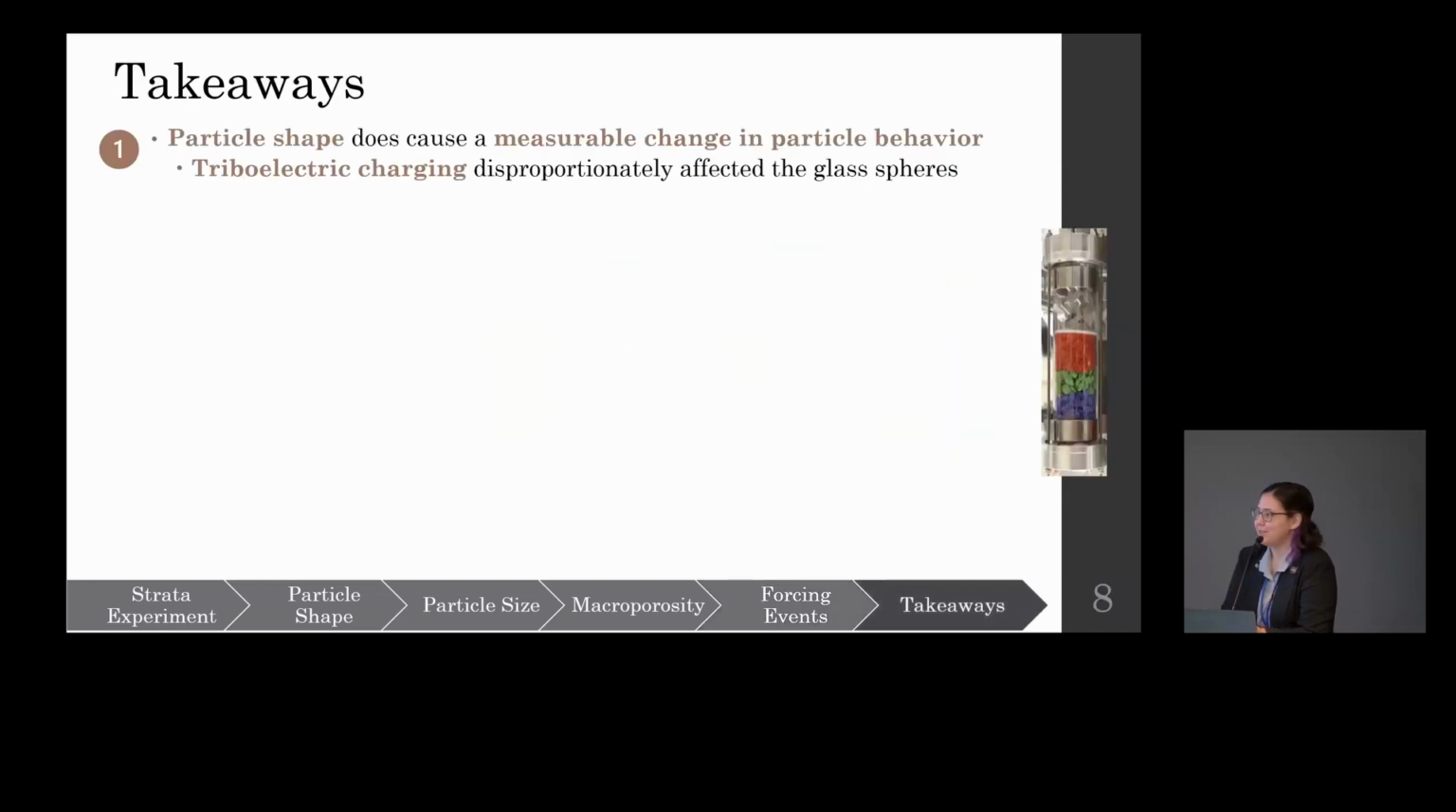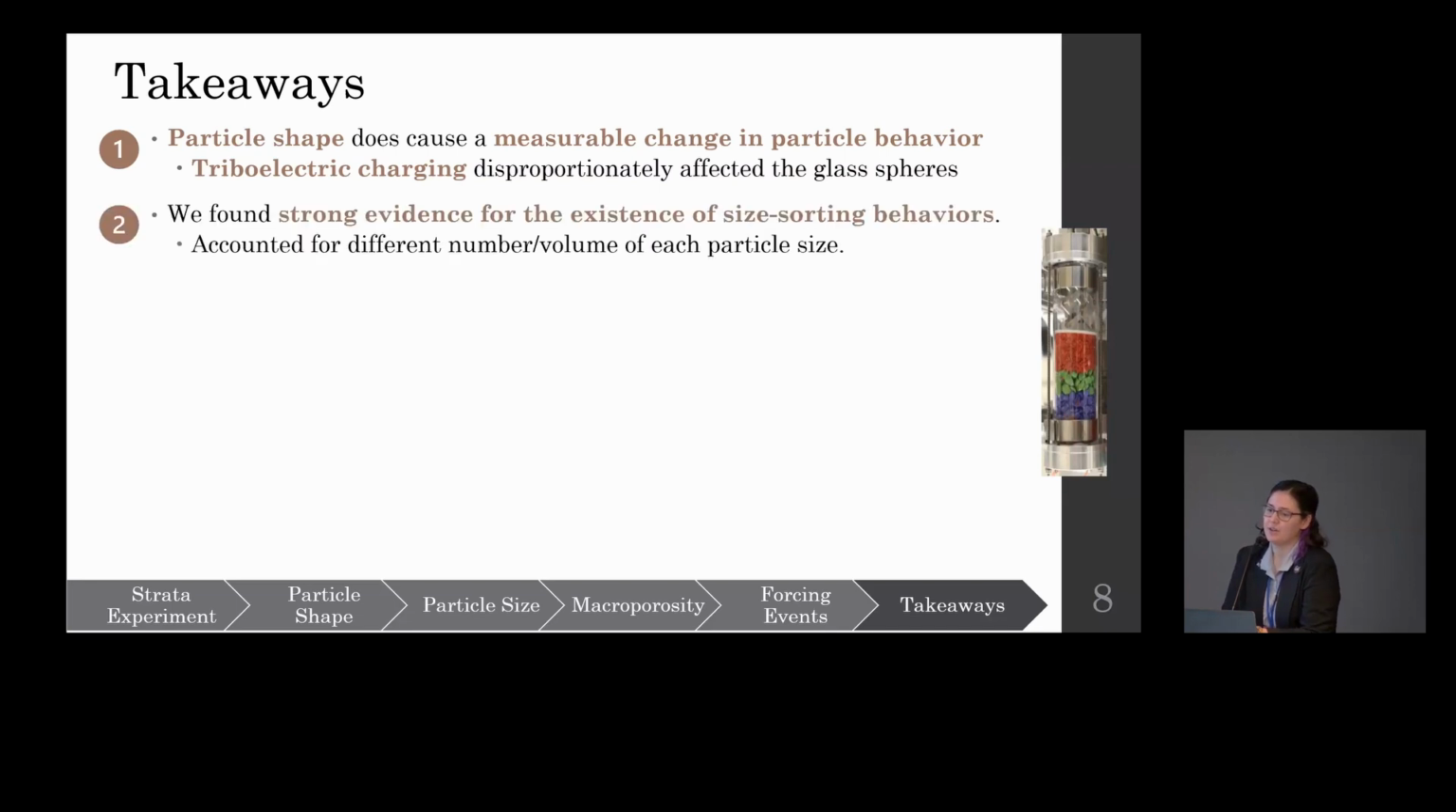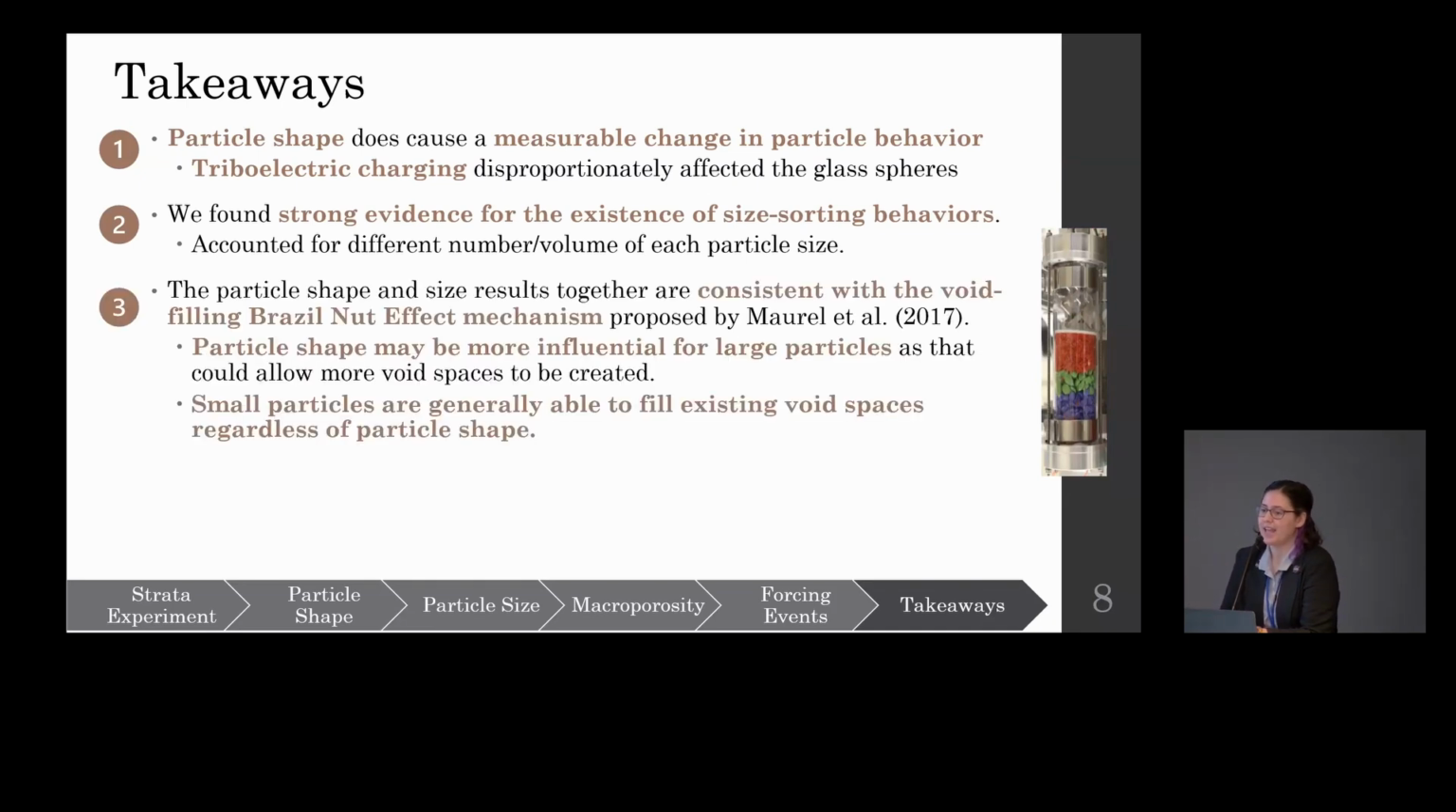Okay, so just to review, regarding particle shape, we are seeing a measurable change in particle behavior, even despite the triboelectric charging disproportionately affecting the glass spheres. We also, again, found evidence for the size sorting behaviors. We're seeing mostly the small particles moving in and out of view. Together, that really starts to look very consistent with that void space filling version of the Brazil nut effect that I mentioned in the beginning.